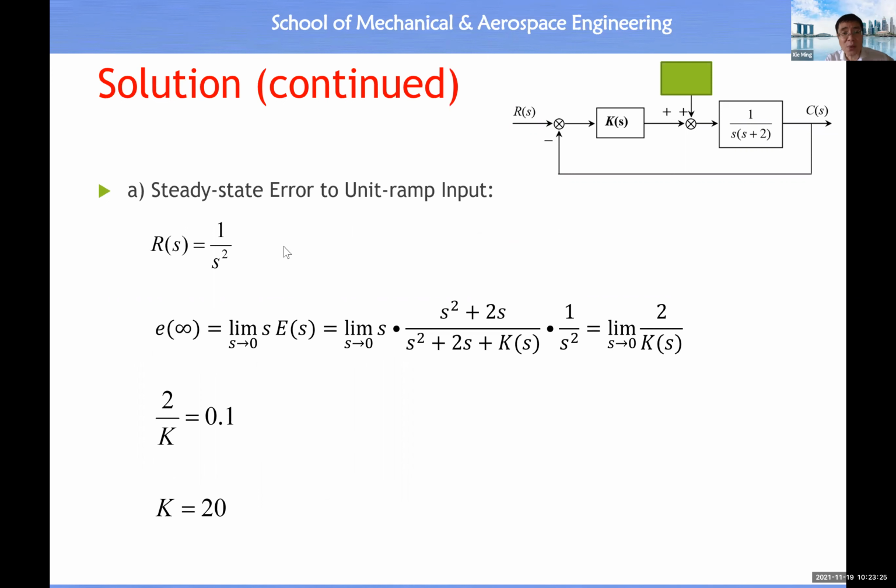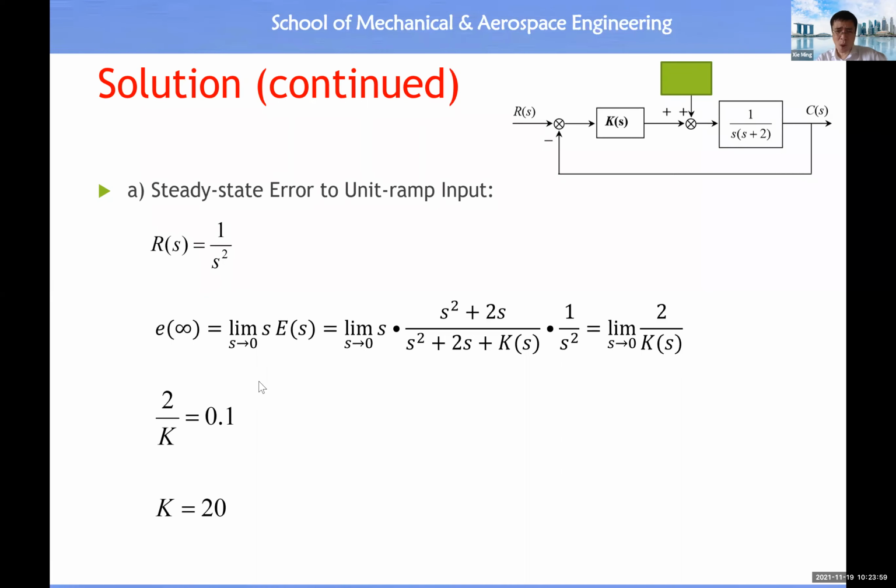Okay, so the input now is a unit ramp function. In frequency domain, it is equal to one over S squared, okay? Then E is equal to the transfer function times the Laplace transform of input, so one over S squared. So you have S here, cancel out. Then here you can take out the extra S, then cancel out. Then on top, in the numerator, you have S plus two. When S equals zero, the numerator becomes two, the denominator becomes KS. So you have this expression, okay?